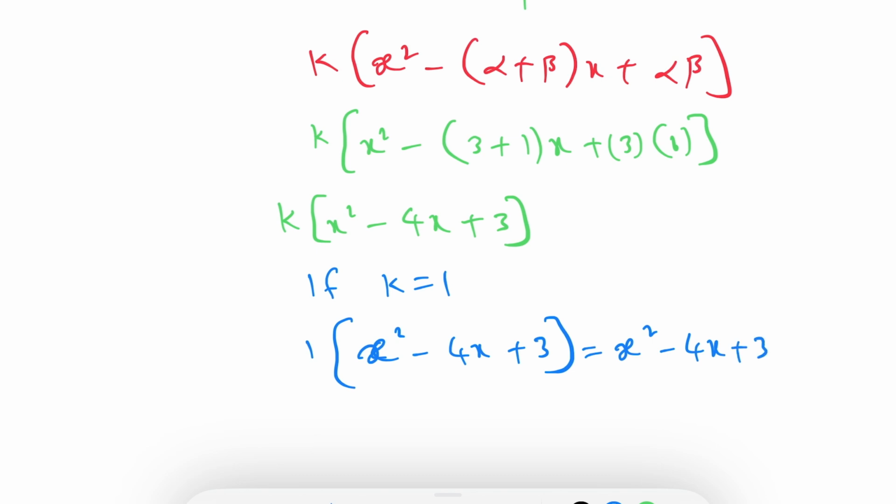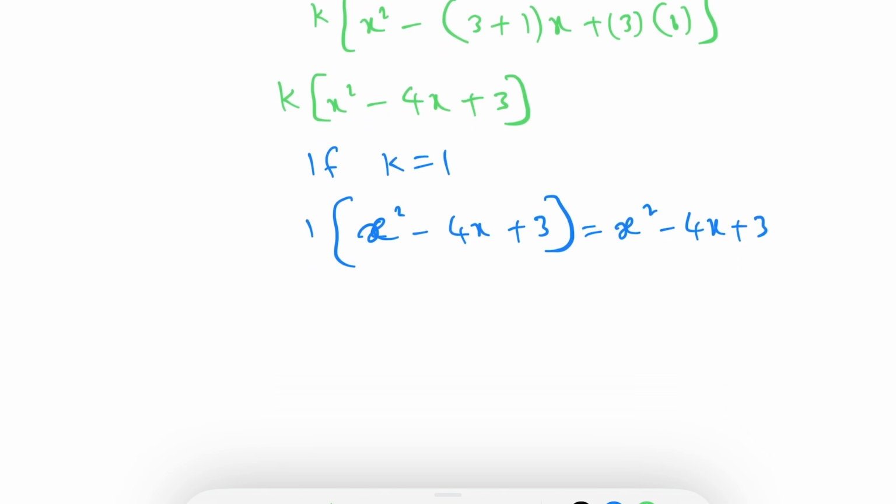Now whatever we got, this is a polynomial, right? But in the question he is asking about the equation, right? So what we will do is x square minus 4x plus 3, make it equal to 0. Then it will become a quadratic equation.